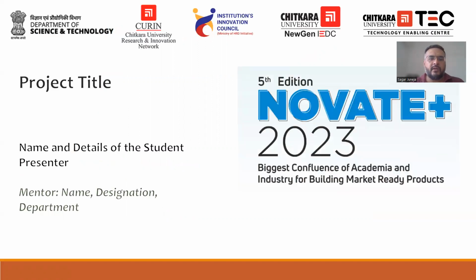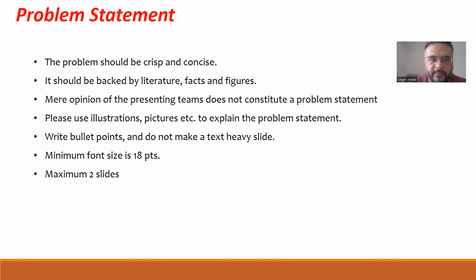Now, the first thing is obviously your title slide, which will have your project title, the detail of only the presenter, and the detail of the mentors. The details of the entire team you can include at the end. There is a slide at the end where you can include the details of all the members of your team, including their pictures as well. But here you should only include the details of the student presenter who is going to present the pitch, right? And the detail of the mentor. If you have more than one mentor, please include, no problem.